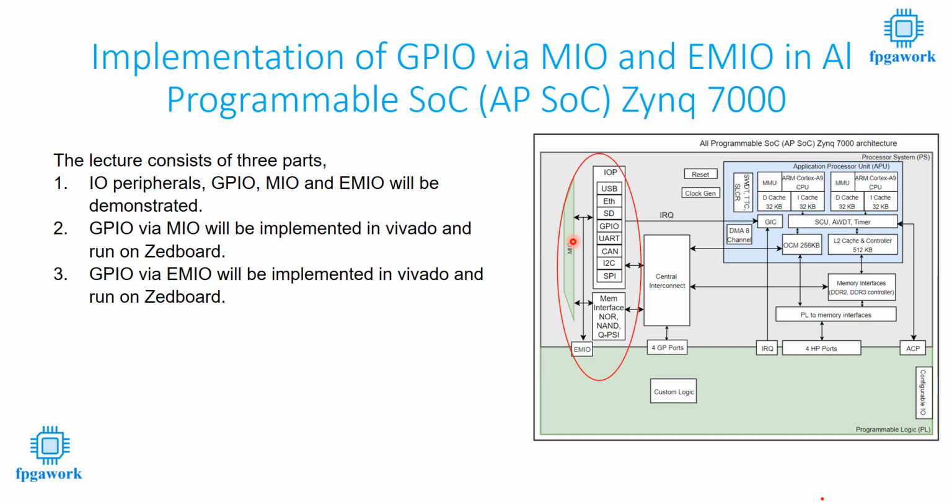So today's agenda has basically three parts. In the first part, a theoretical explanation of I/O peripherals, GPIO, MIO, EMIO will be given. In the next part, GPIO via MIO will be implemented in Vivado and tested on the Z-board. In the last part, GPIO via EMIO will be implemented on the Z-board.